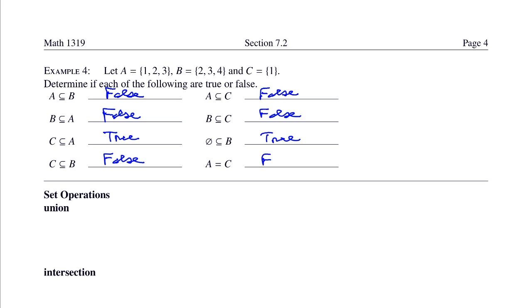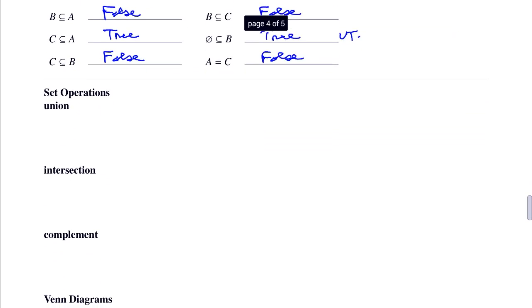And A is equal to C. That is false. All right. The empty set is a subset of C. That's vacuously true, right? This one is vacuously true. Okay. All right. So that's the basics of sets.